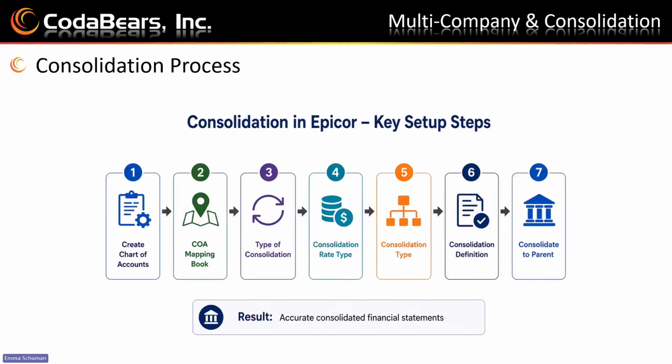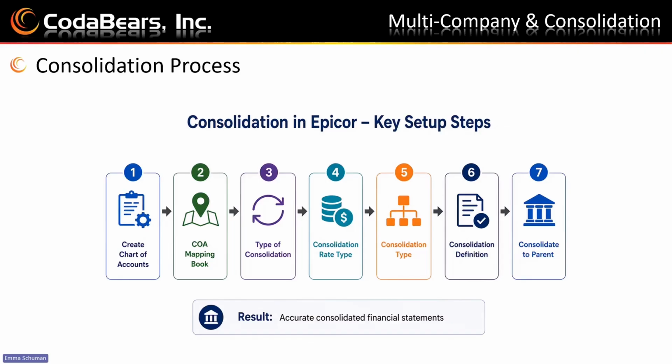The consolidation process, from a graphic viewpoint: step 1 and step 2 are optional. If you need to create a new chart of accounts because your child's COA is different than the corporate, you would then go ahead and do step 1. You would then also need to do step 2 to tell the system that if account A is this, then it matches up to account B in the parent.